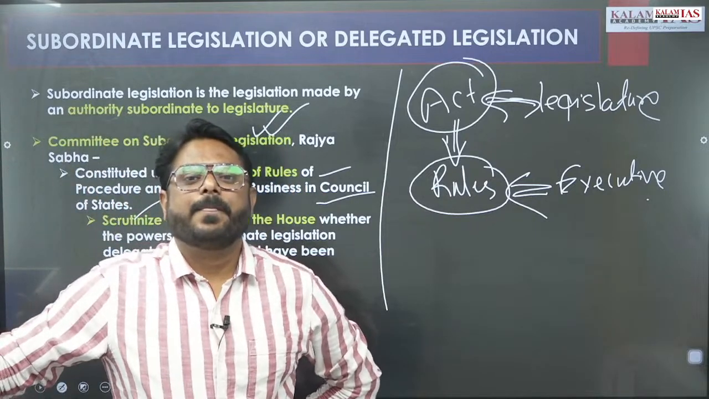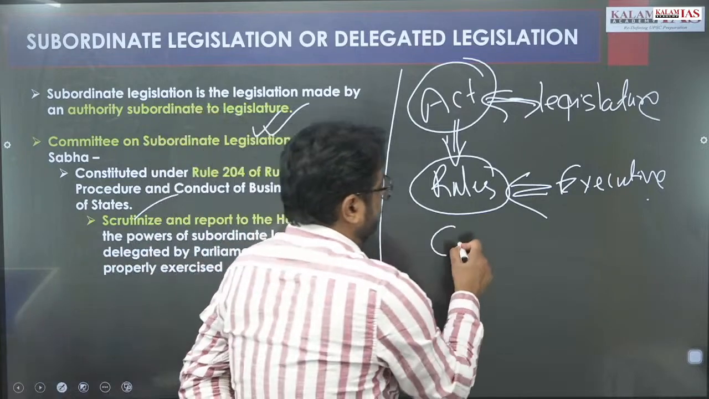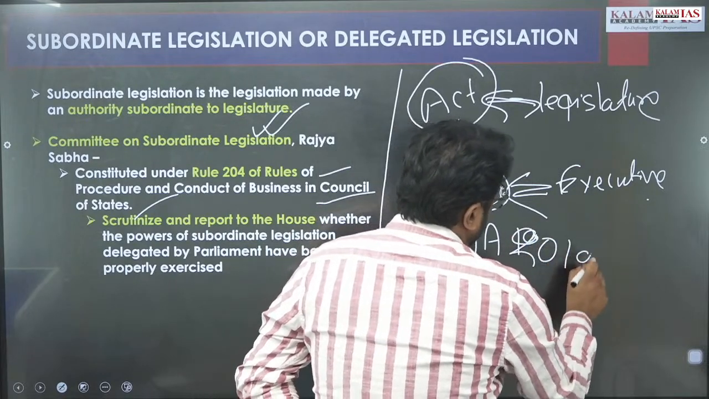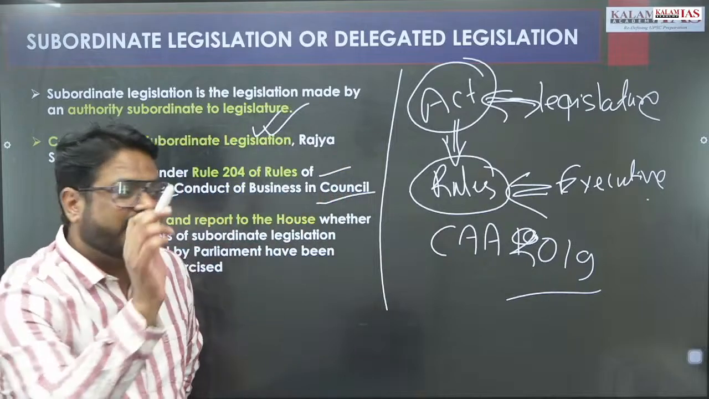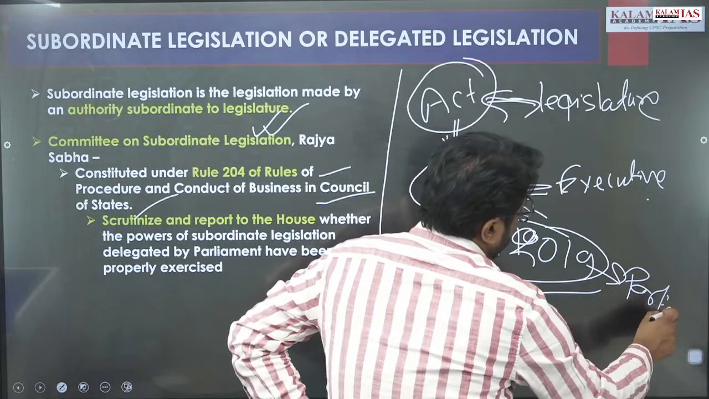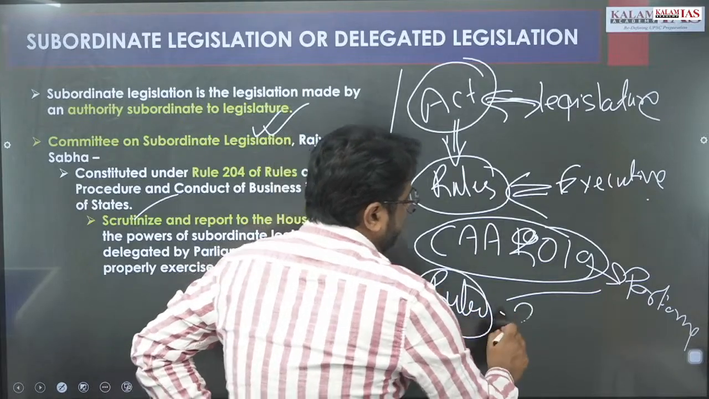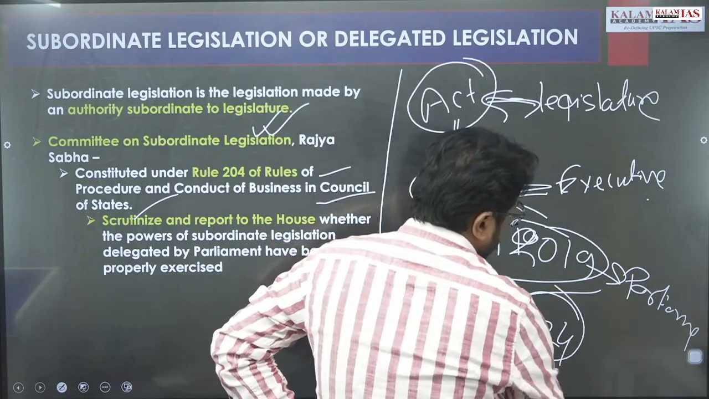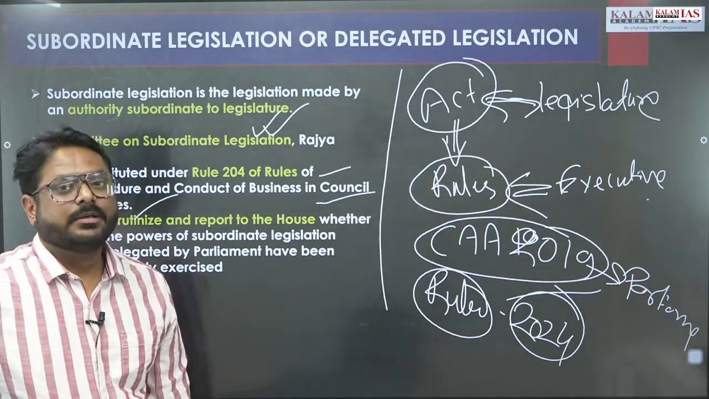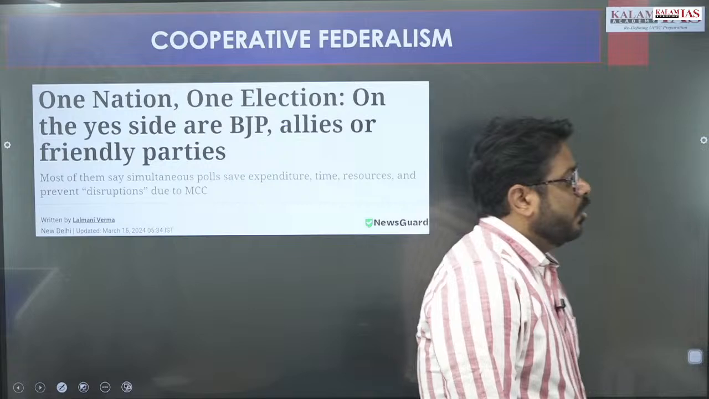For example, the Citizenship Amendment Act, CAA 2019. This act came in 2019 made by the parliament, लेकिन इसका रूल्स जो बना है वो बना है 2024 में by the concerned ministers, right. So this is what, this is subordinate legislation. I hope this is clear to you.